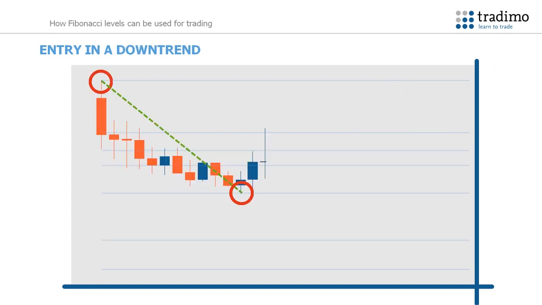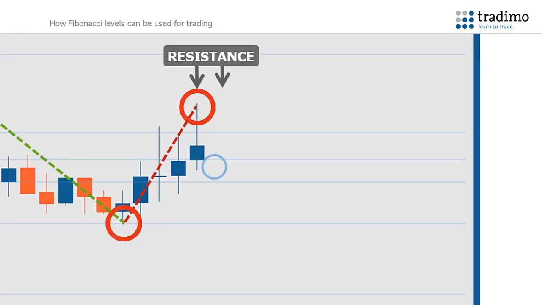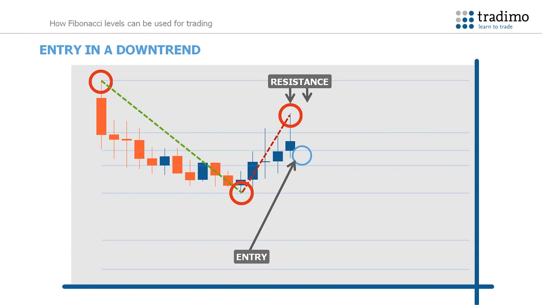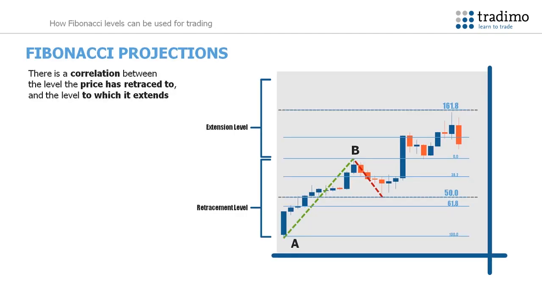In a downtrend, an entry could be taken after price has found resistance at one of the retracement levels. Traders can wait until price begins to move down in the same direction of the original downtrend. Again, the entry is made with the stop loss above the retracement level, and profit can be taken at another Fibonacci level. There is a correlation between the level the price has retraced to and the level to which it extends. Therefore, you can use the extension levels as profit targets.